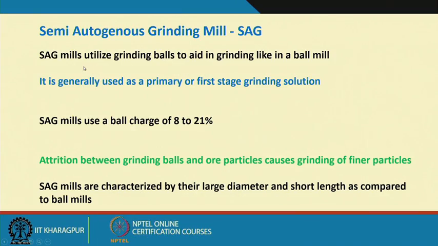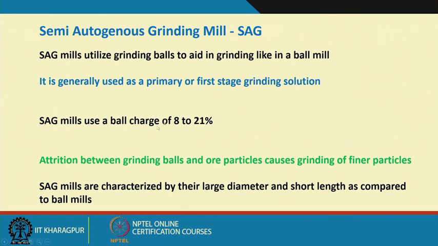So, in that case you add some steel balls as you do in a ball mill to aid this grinding process, to compensate for the limitations of your bigger particles. Okay. So, SAG mills utilize grinding balls to aid in grinding like in a ball mill. It is generally used as a primary or first stage grinding solution.